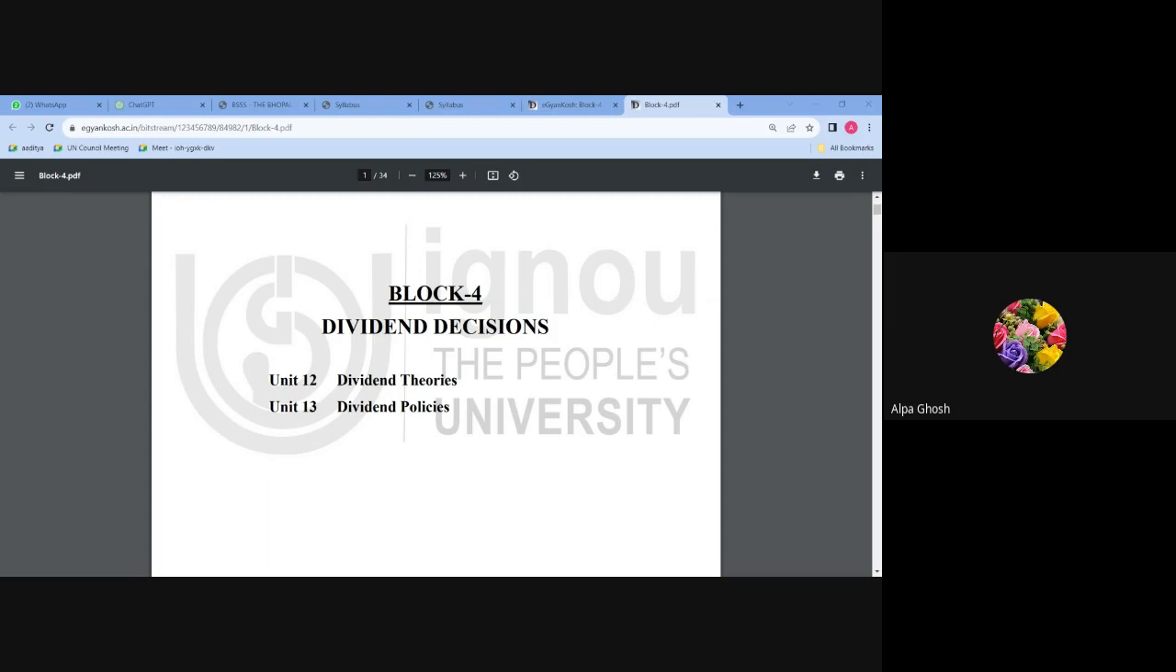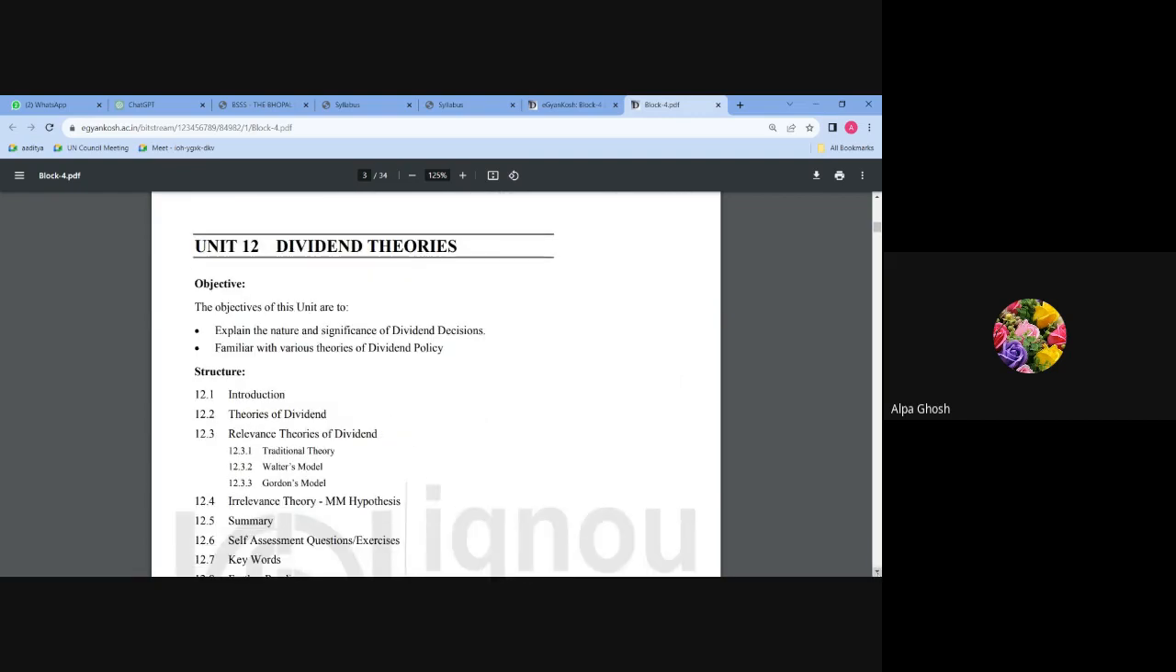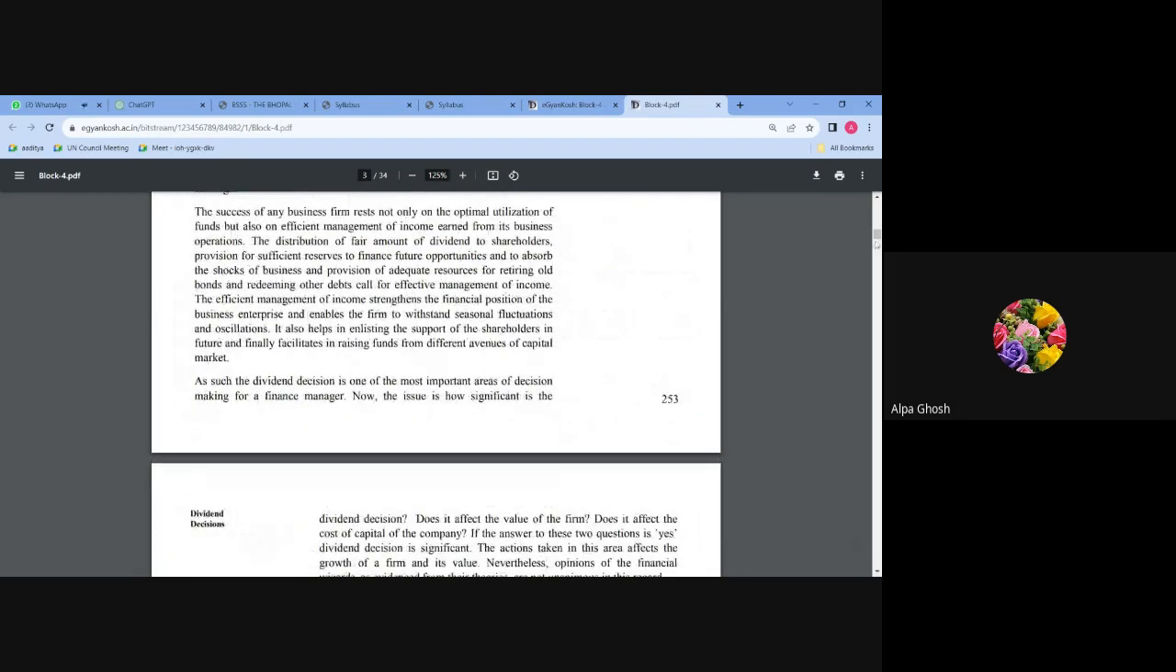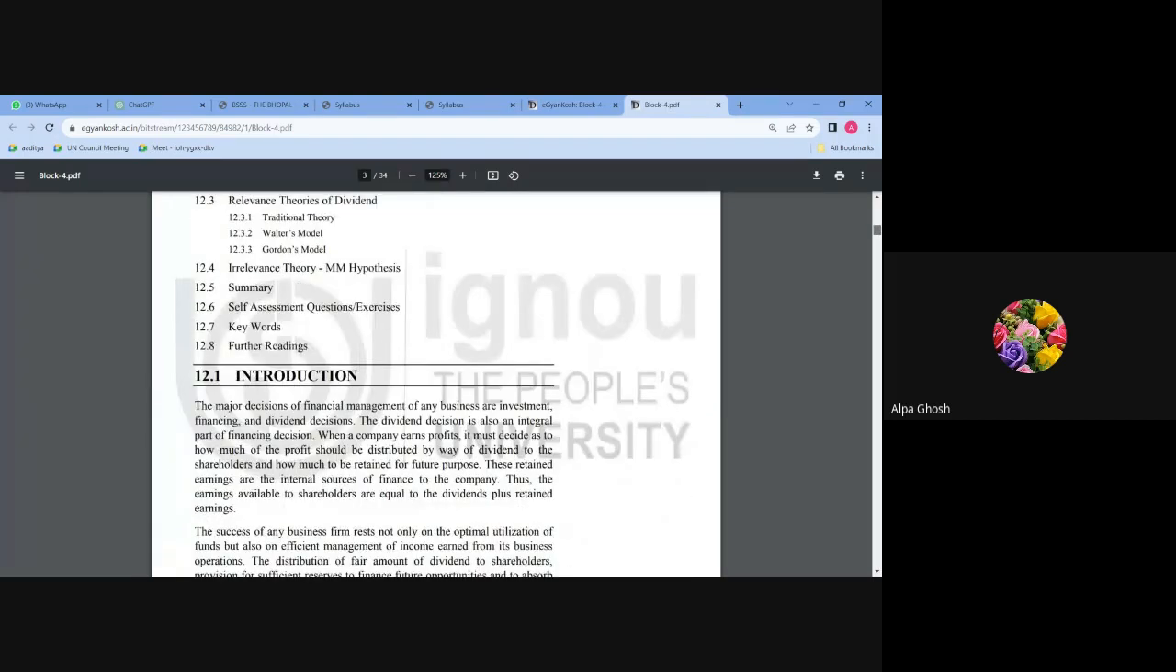Now, what I was saying, we have done dividend theories, we have done dividend policies. This we had already discussed in the previous classes. And if we again start with this, just a recall of what we have done. It is related to dividend theories. We have seen that under this dividend theory, there are two theories that we have studied: relevance theory and the theory of non-relevance.